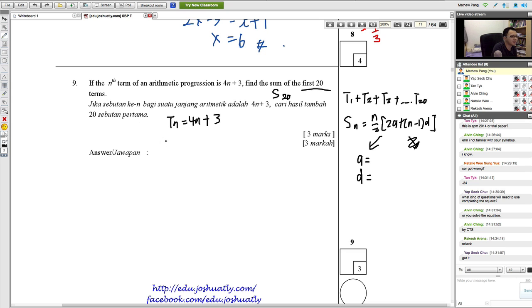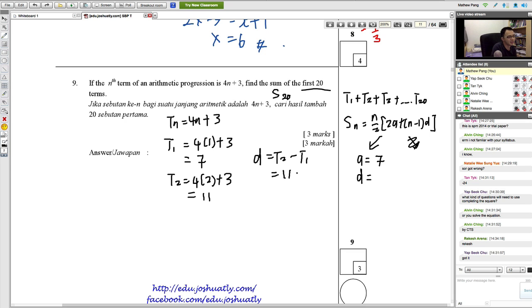So first term is a, correct or not? I call it T1 and substitute 1 into n. So the first term is 7, so I know a is 7. Then I find my second term, which is 4 times 2 plus 3, which is 8 plus 3, which is 11. So I want to find d. I can use the second term minus the first term, which is 11 minus 7. So my d is 4. Now I have both of this information.